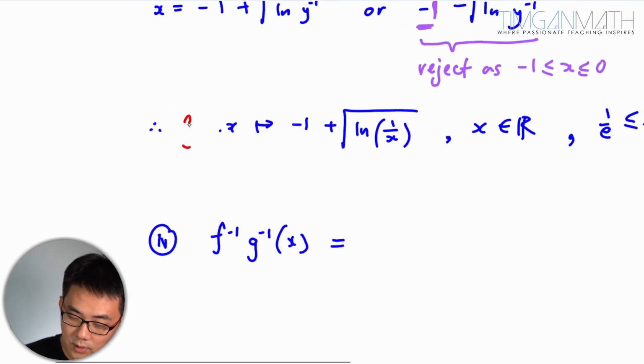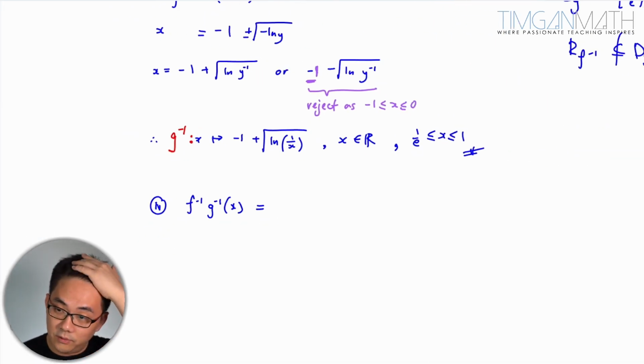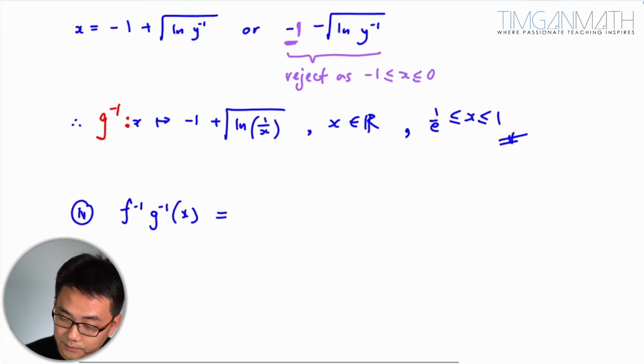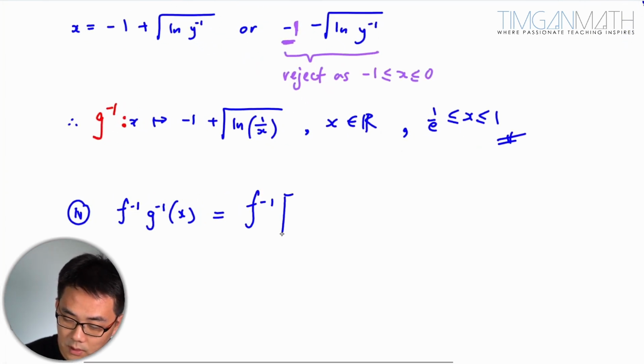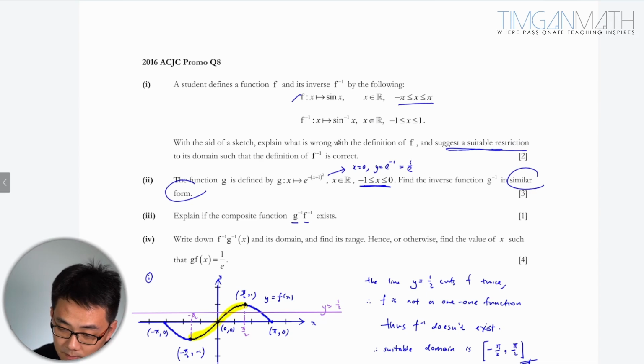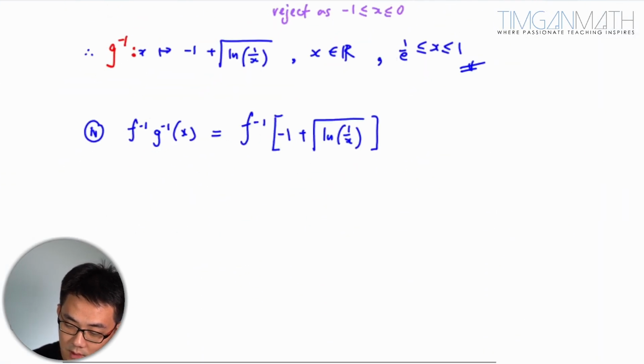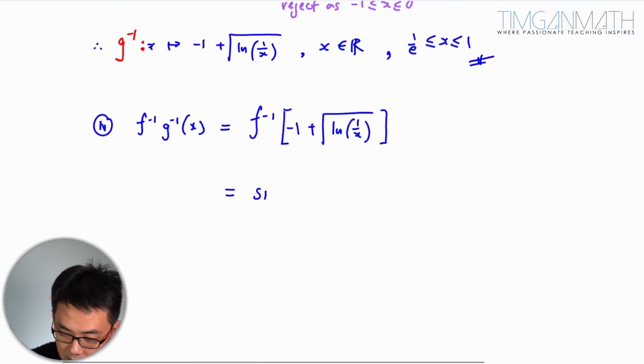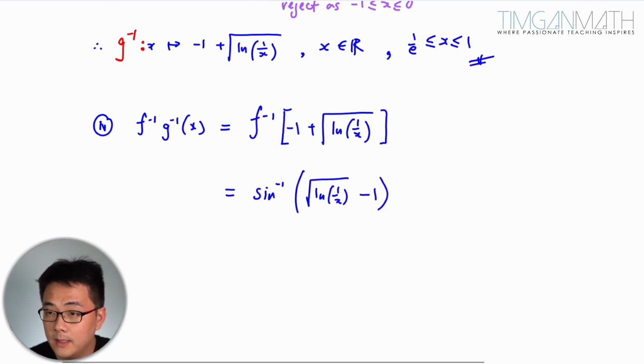This is G inverse. Sorry, I wrote this as F. Okay, so G inverse in similar form. I'm going to write this as F inverse, and F inverse will be this function here, which is sine inverse. So this is actually just sine inverse ln 1 over x minus 1.